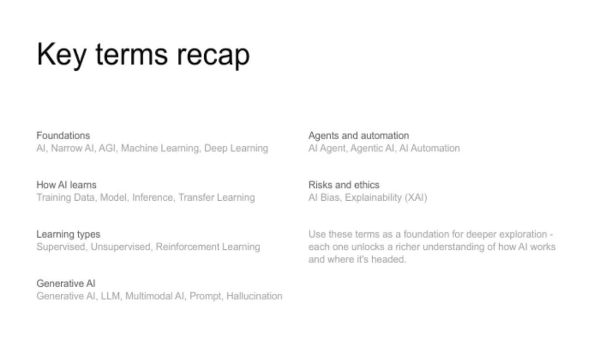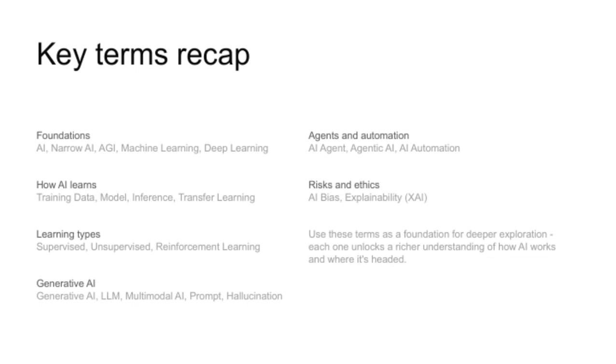Now, let's take a moment to look at some of the key concepts around agents and automation. When we talk about AI agents, agentic AI, and AI automation, we're exploring how AI can act independently or semi-independently to perform tasks, streamline processes, and enhance decision-making. These technologies are the backbone of many intelligent systems we see today, from virtual assistants to autonomous vehicles.